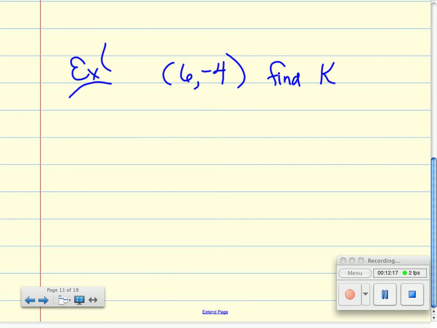My first strategy right away, I always like to write this because I just want the formula there. I'm always working with this formula. The first step is to identify my x and y. Well, this is my x, of course, that's my y. And then I'm just going to plug in. So I have negative 4 is equal to 6k.